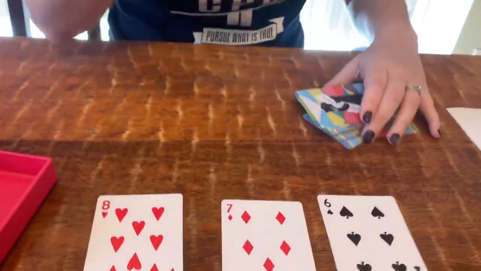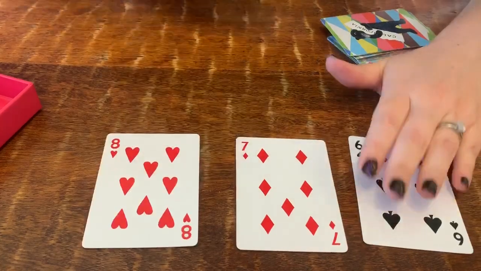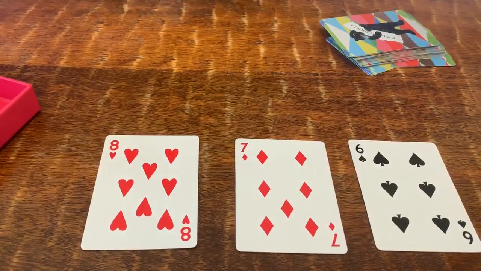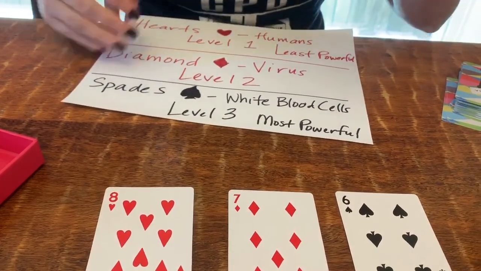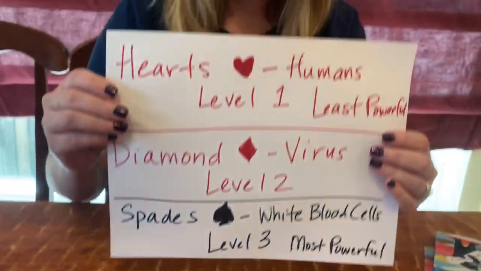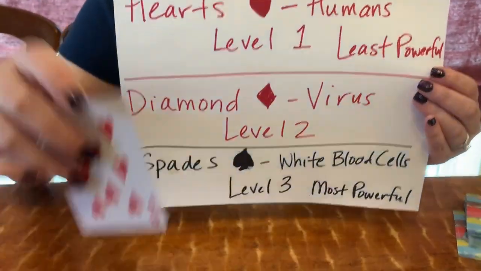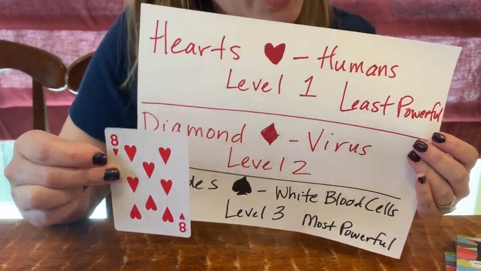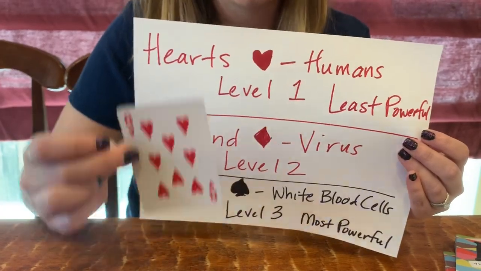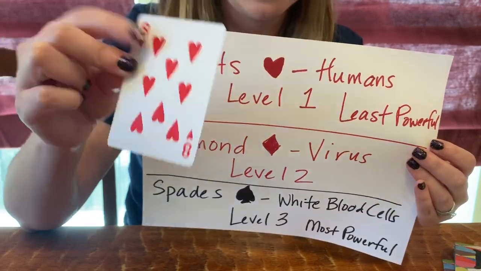For this game, can we show this down here? For this game, you do not need to worry about the numbers as much, okay? So this is how it works. You have 3 different levels. It's kind of like War, if you've ever played War. So you're gonna play against one other person. The hearts represent the humans. They're the lowest level. They're the most vulnerable of your different suits, okay? So this is the hearts, any heart, not just the 8 of hearts, any heart represents the humans.